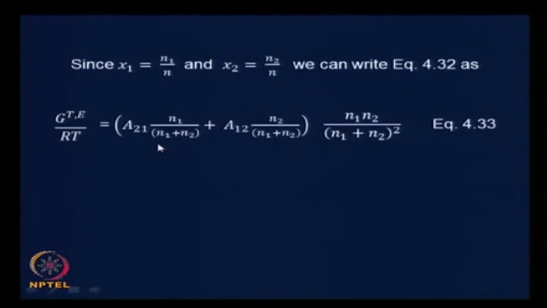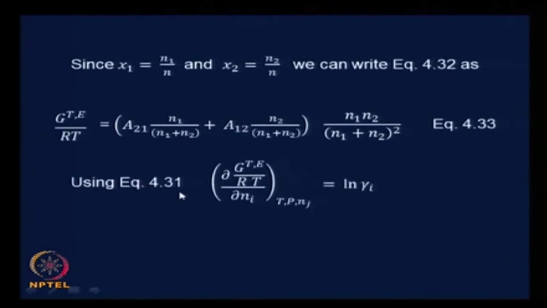You would have substituted and reduced the terms, combined the terms, to get GE by RT equals A21 N1 by N1 plus N2 plus A12 N2 by N1 plus N2, into N1 N2 by N1 plus N2 the whole squared, equation 433. This is the same Margules model written in terms of N1 and N2.